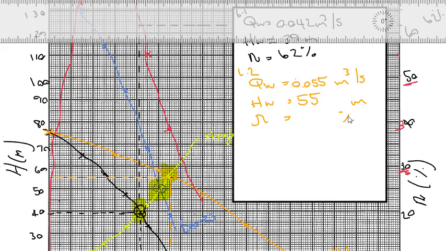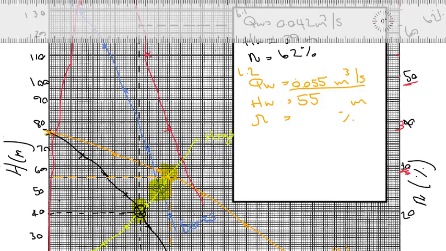Okay, and what is our efficiency? Now this is where the tricky part comes in. So we've read off a value of 0.055. So we need to take half of that, because remember, you've got the discharge of both pumps. That's what you've read off now. You've read off the value for two pumps, but you need the efficiency value for one pump.